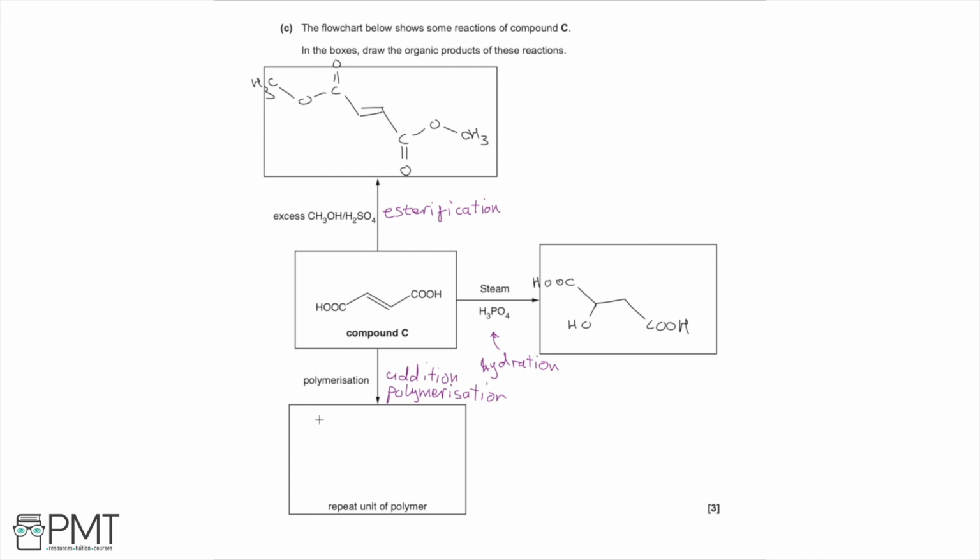And finally, with the polymerization, we're going to draw the repeat unit of the addition polymer. Now we need our rounded brackets, N at the bottom, and our trailing bonds going in and out of the brackets on the left and the right.